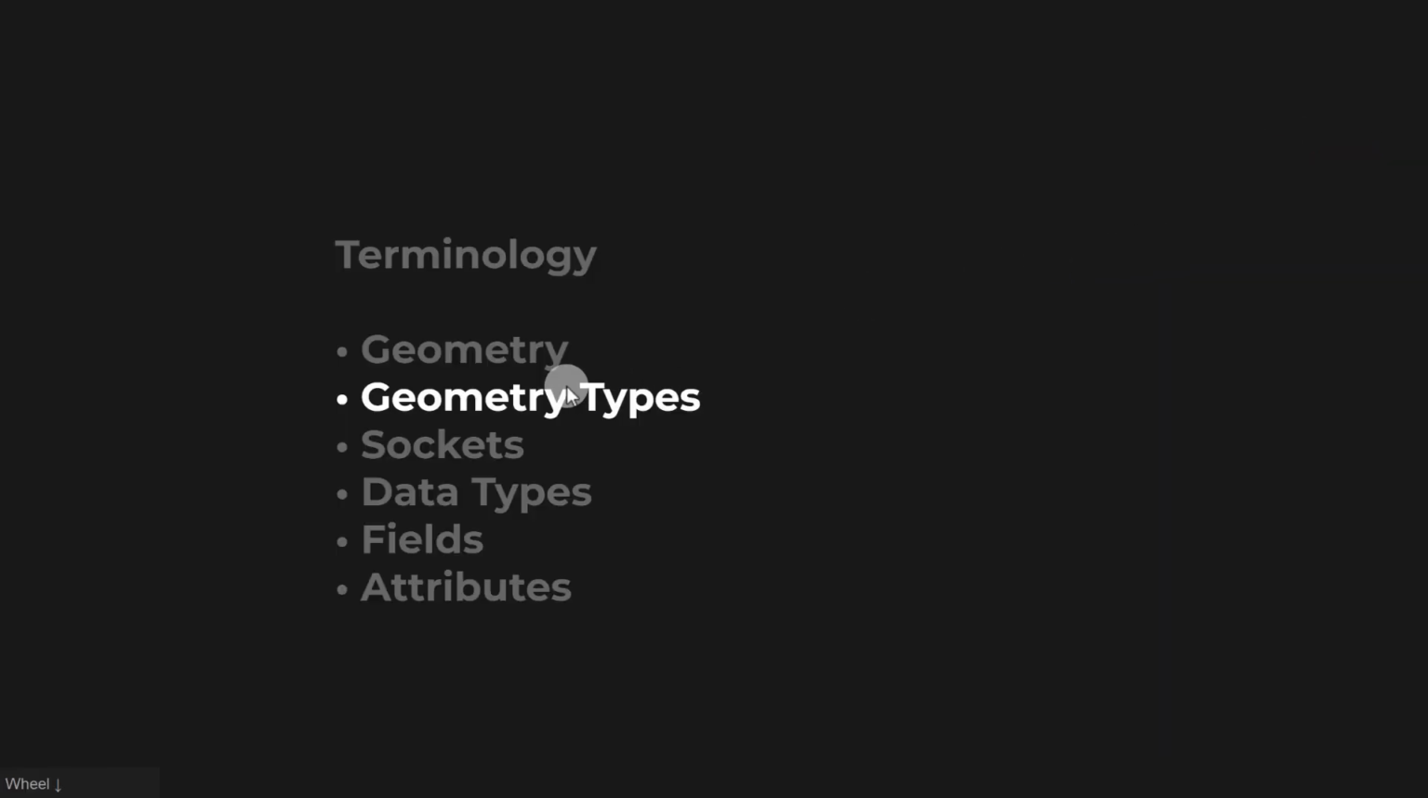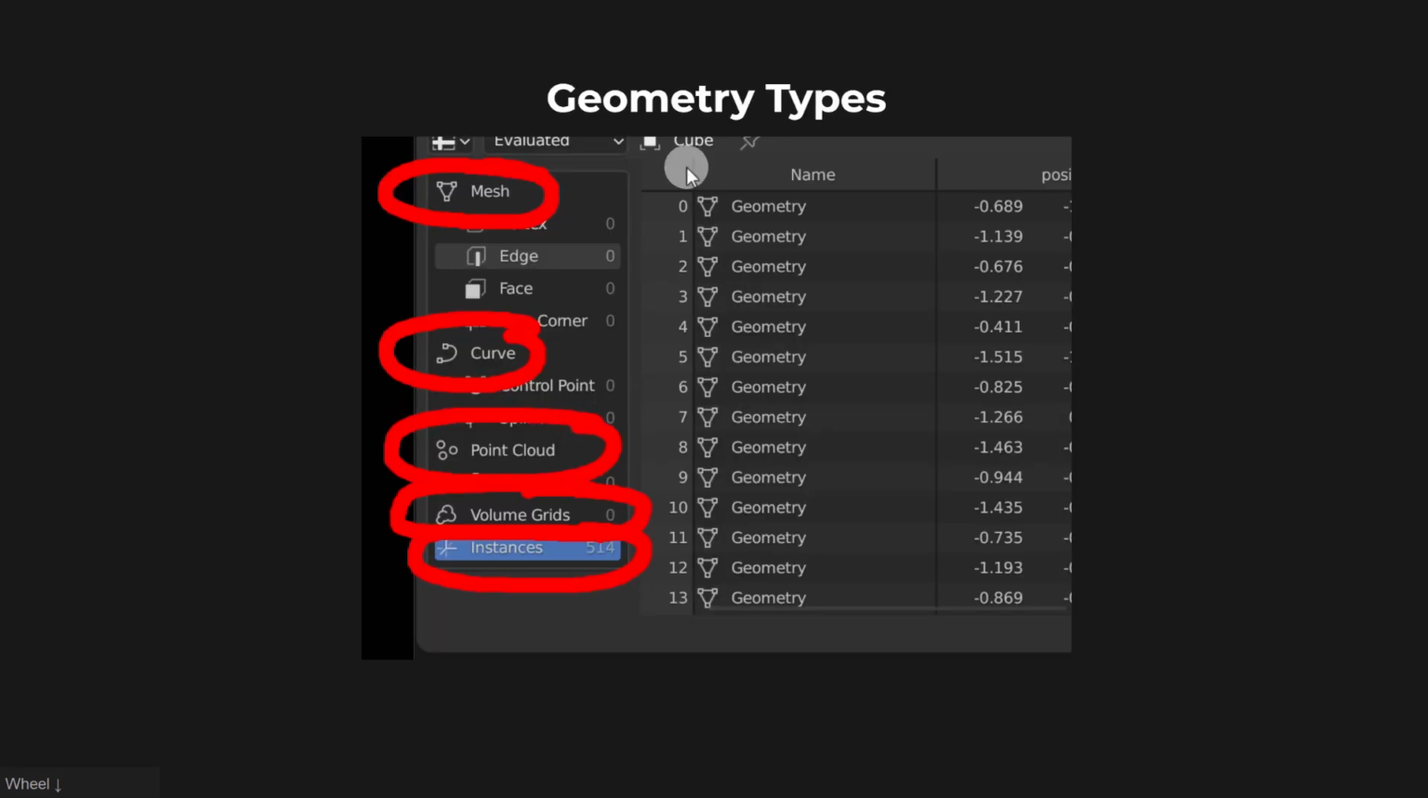Now, where things get a little bit more confusing is when we get into geometry node type. So what are geometry types? We've got a little bit of experience with this thus far. We know this from our outliner. We know that there's mesh. We know that there's curves. Those are the obvious ones. We've worked with point clouds. We worked with a volume grid a little bit, and now we're beginning to work with instances.